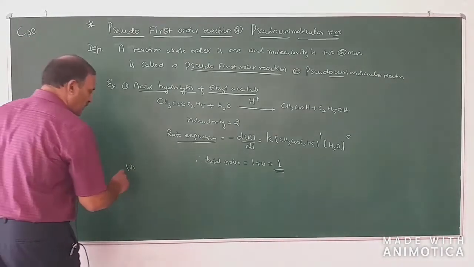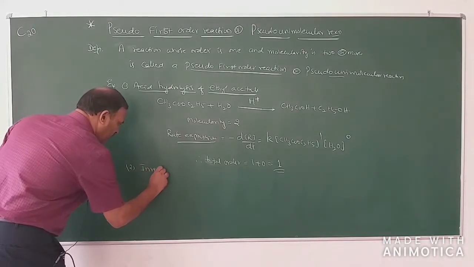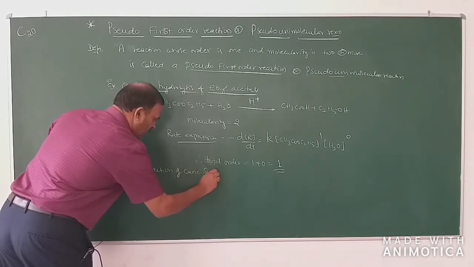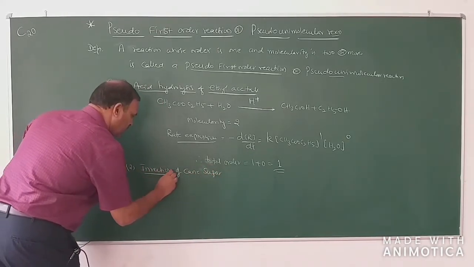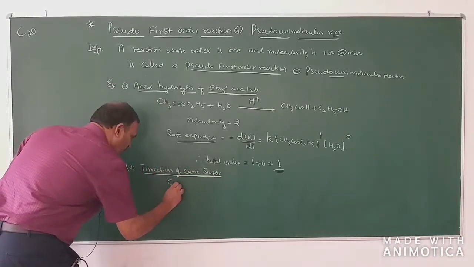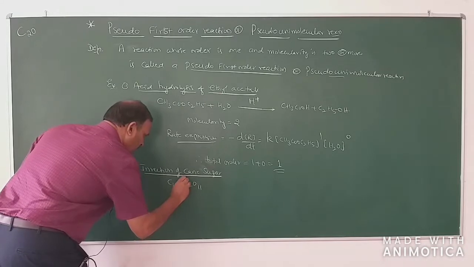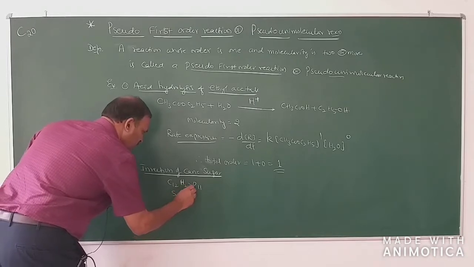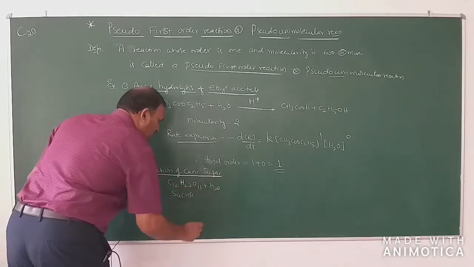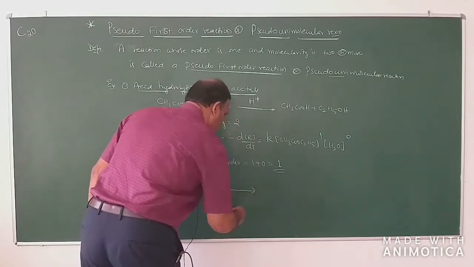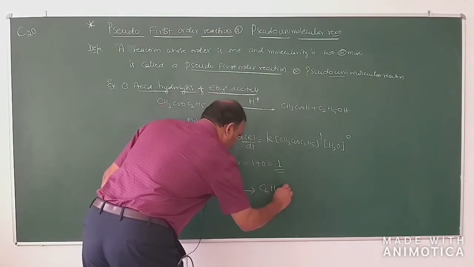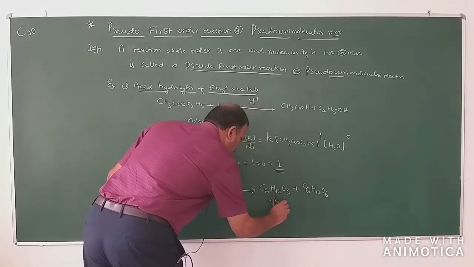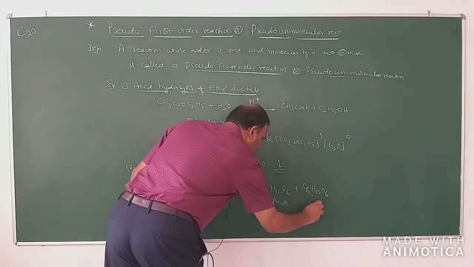Coming to another example, inversion of cane sugar. So what is the reaction here? C12H22O11, this one is sucrose, in presence of water undergoes hydrolysis giving C6H12O6 plus C6H12O6. One is glucose, another one is fructose.